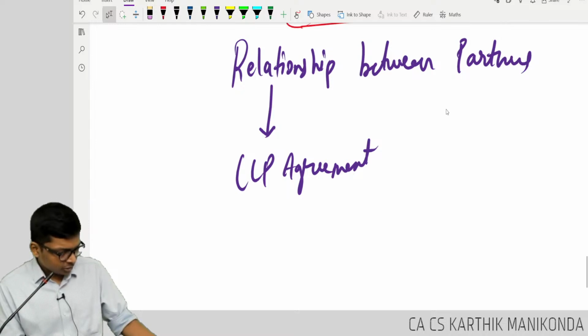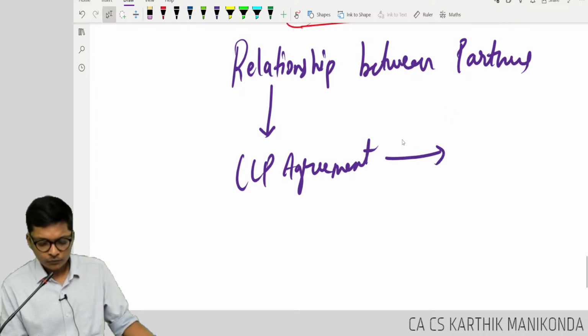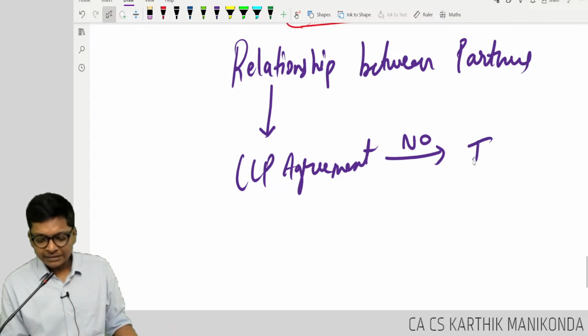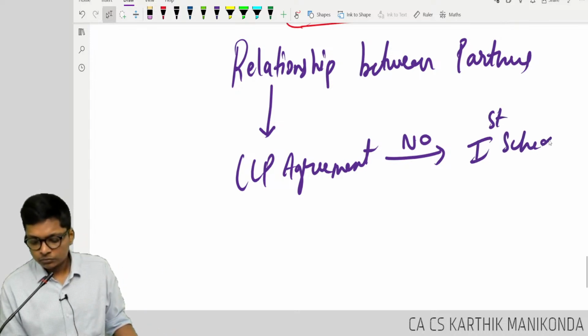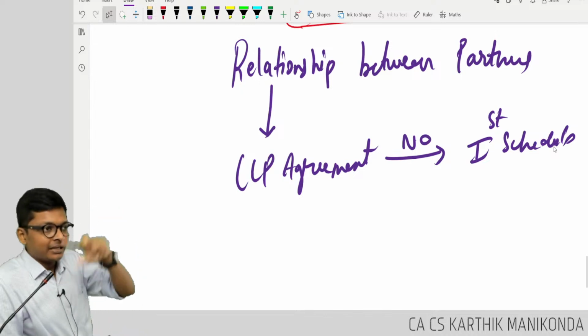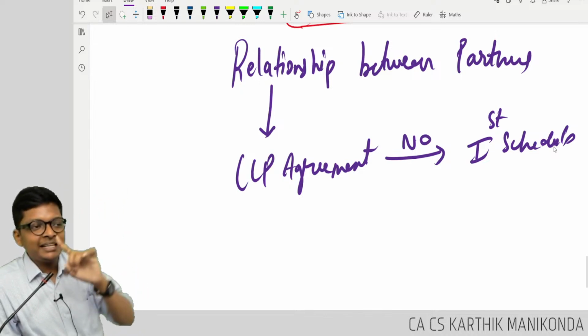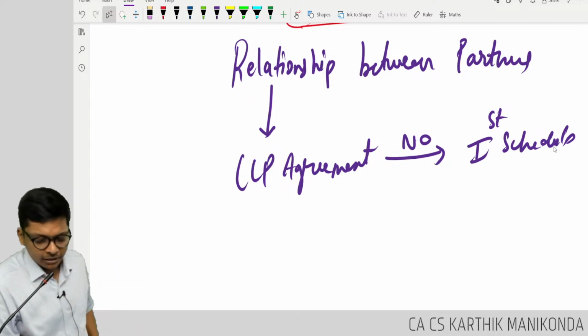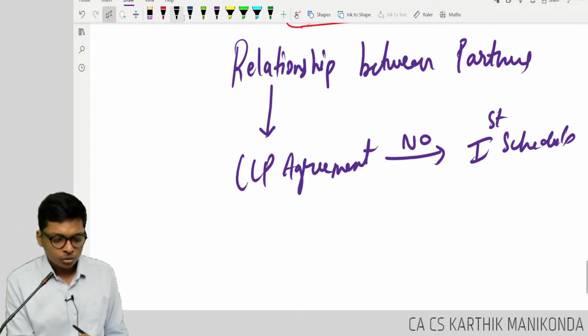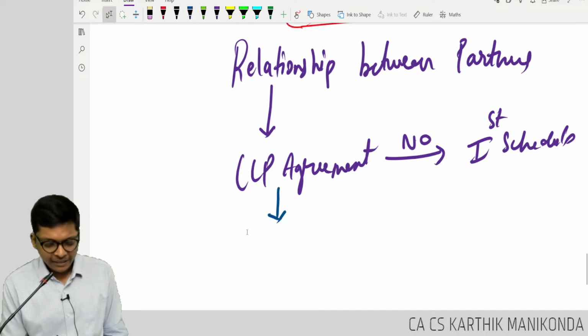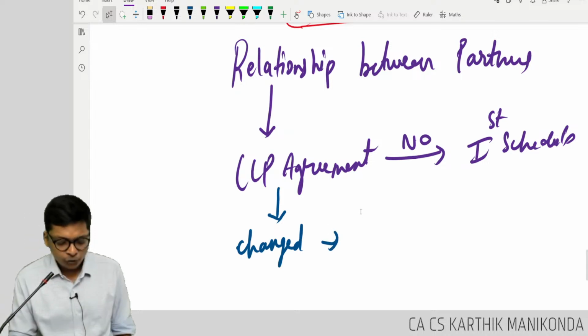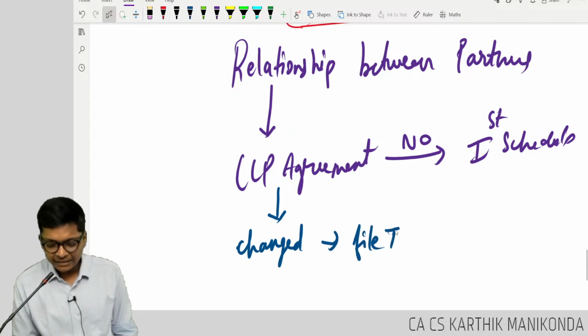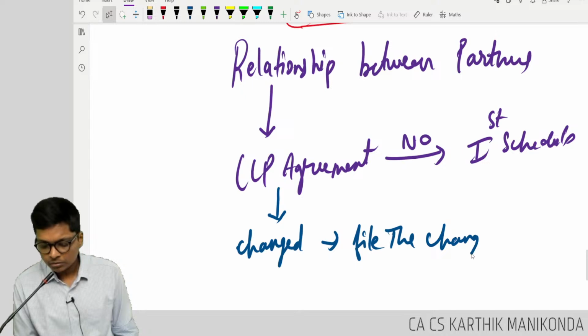If LLP agreement is not there, then act. In the act, it's there in the first schedule. Like how in partnership, deed will tell profit sharing ratio. If deed is silent, refer to the partnership act. Like that here, go to LLP agreement. If it's not there, go to the first schedule. What if the LLP agreement is changed?